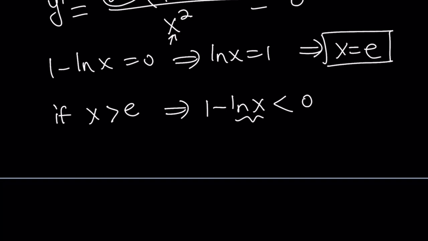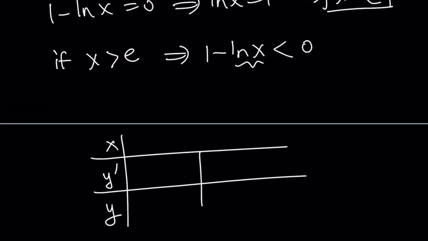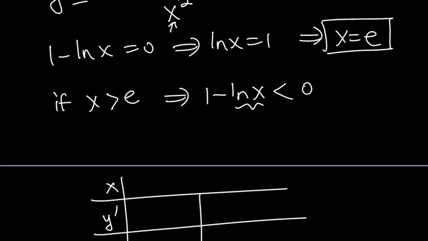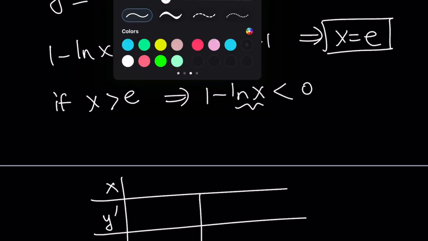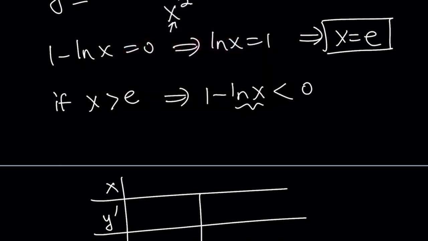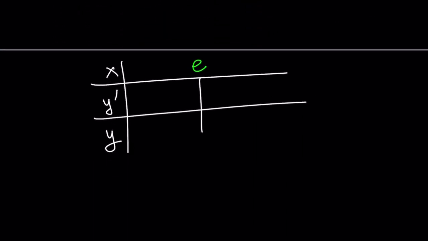So from here, we can make a table. Let's go ahead and make a table. And on our table, we're going to have 3 rows, kind of. This is x, this is y prime row, and this is the y row. And here I'm going to place my critical value, which is x equals e, because this is the x row, right? So this is going to be e, and I'm going to put a 0 there, which means y prime is 0 at x equals e.